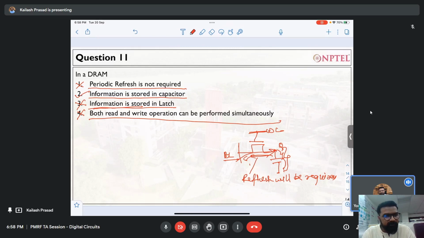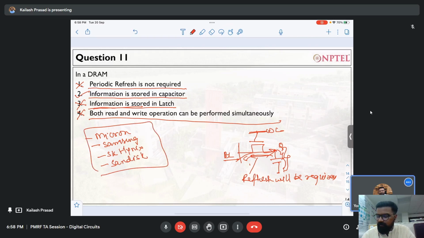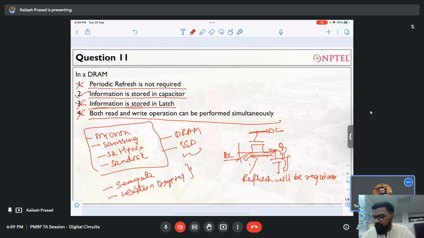Some of the companies which design memories are Micron, Samsung, SK Hynix, and SanDisk. These are the companies which design DRAM, the RAM you talk about, and flash. Flash means SSD. And there we have Seagate and Western Digital, which design hard drives and SSDs also.